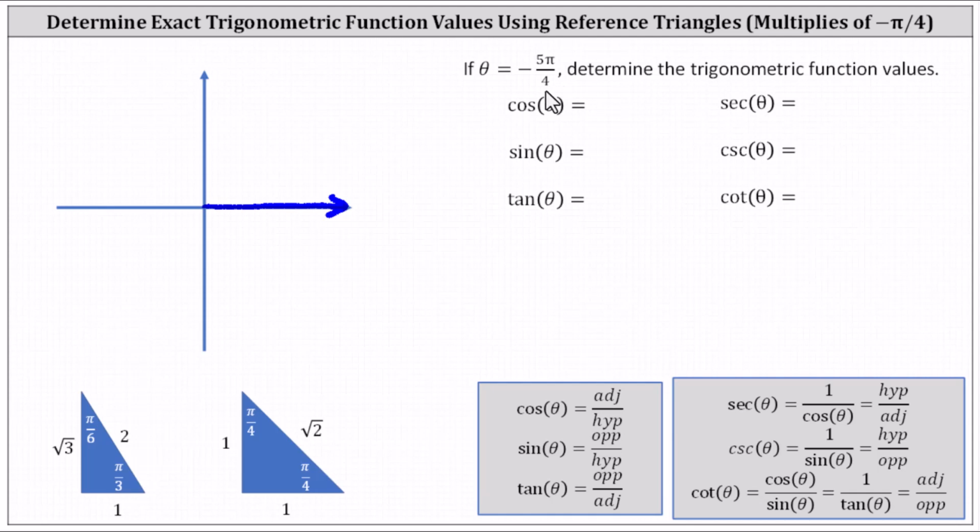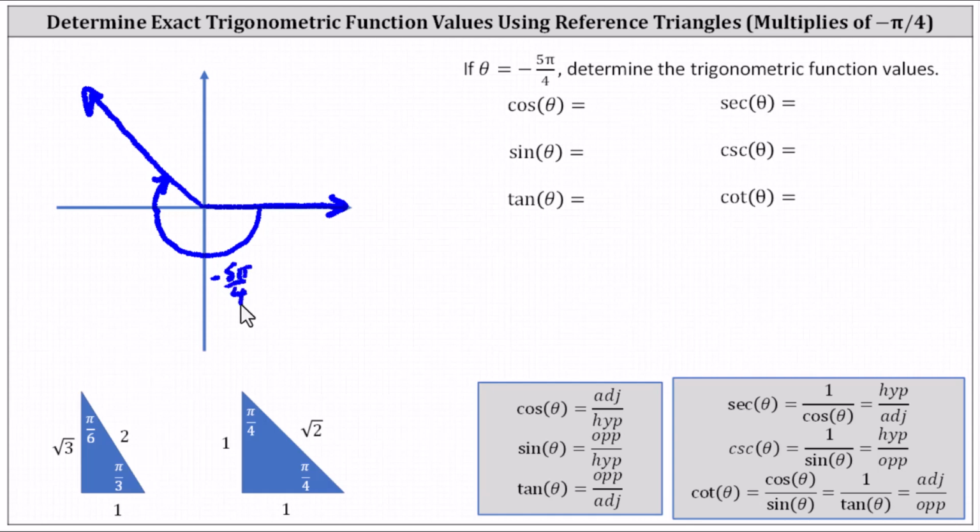Recall 1/4 pi radians is 45 degrees. Rotating clockwise half a rotation, this would be -4/4 pi radians. We need to rotate an additional -1/4 pi radians for -5/4 pi radians to here. This is the terminal side for -5/4 pi, or -5 pi divided by 4 radians.